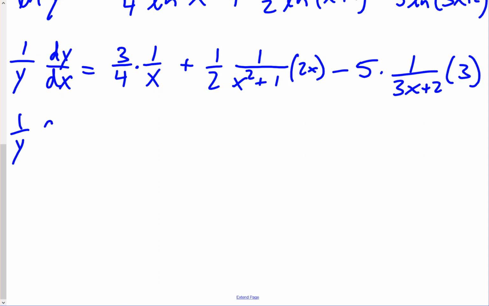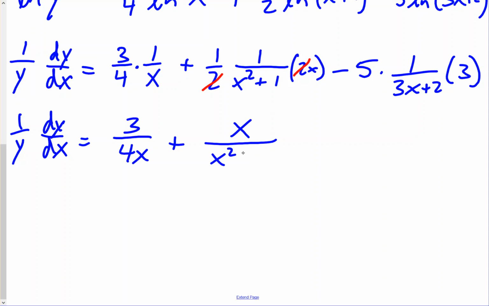We have 1 over y times dy dx. This will be 3 over 4x plus, now here the 2 and the 2 of the 1/2, these would cancel. So we have x over x squared plus 1 minus 3 times 5, that's 15, over 3x plus 2.